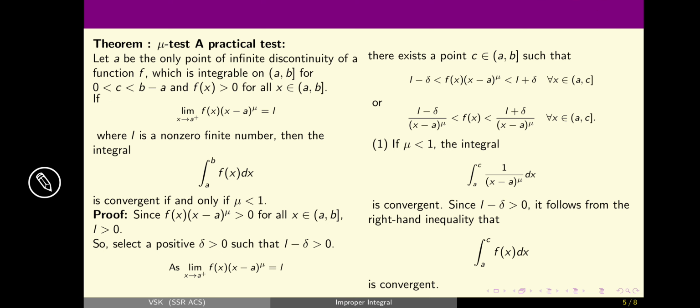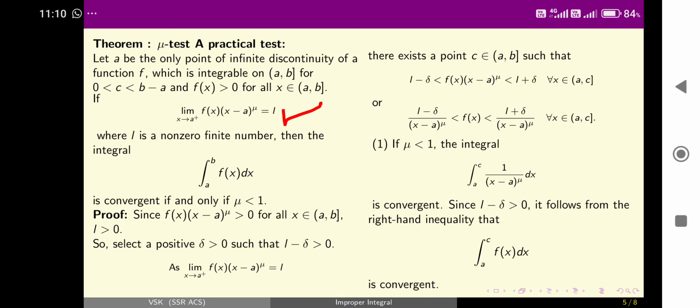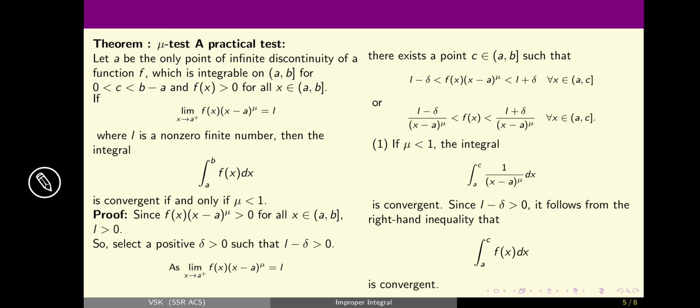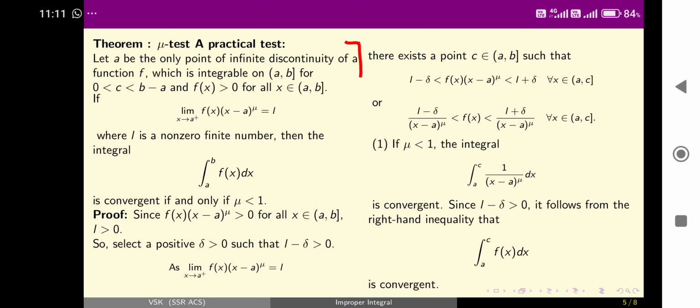And the limit as x tends to a plus of f(x) into (x minus a) to the power mu is equal to L. This is our assumption. Now if this L is a non-zero finite number, then the integral from a to b of f(x) dx is convergent if and only if mu is less than 1. So from this to this, all these are our assumptions, and if these assumptions hold, then this improper integral is convergent when mu is less than 1.